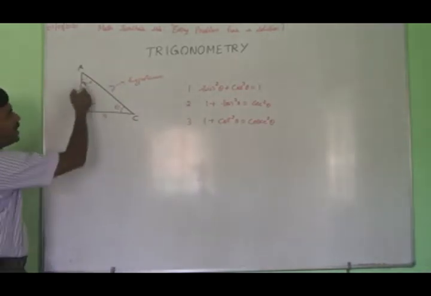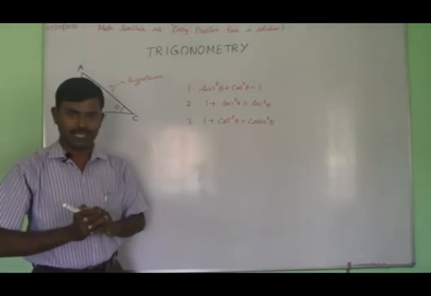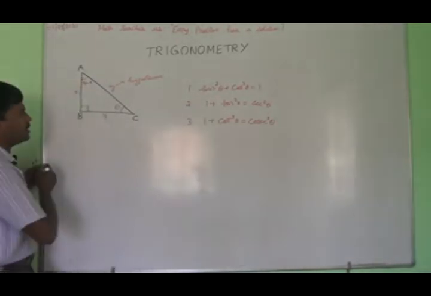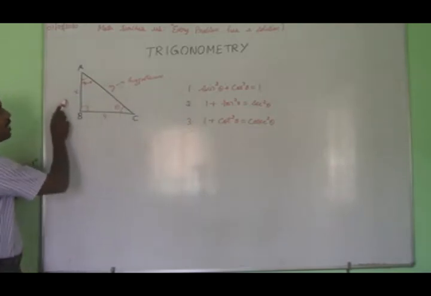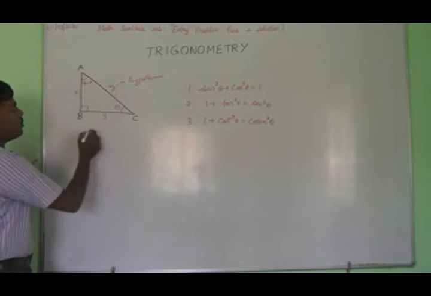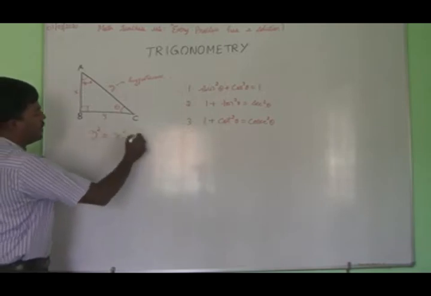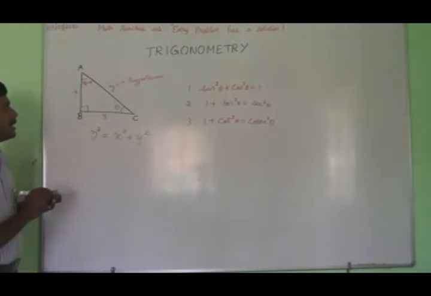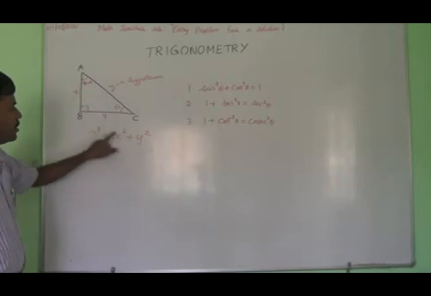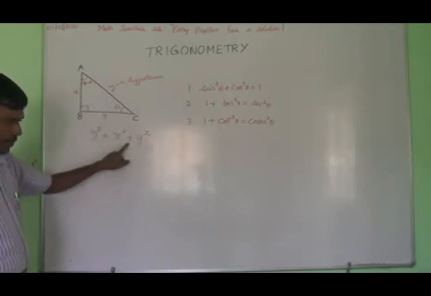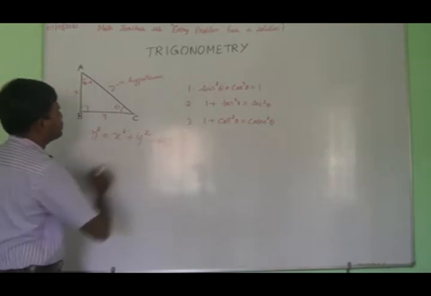See, this is a right angled triangle, and so we can apply Pythagoras theorem. According to Pythagoras theorem, the square of the hypotenuse is equal to the sum of the squares of the other two sides. So we can say z square is equal to x square plus y square. Let it be equation number 1.